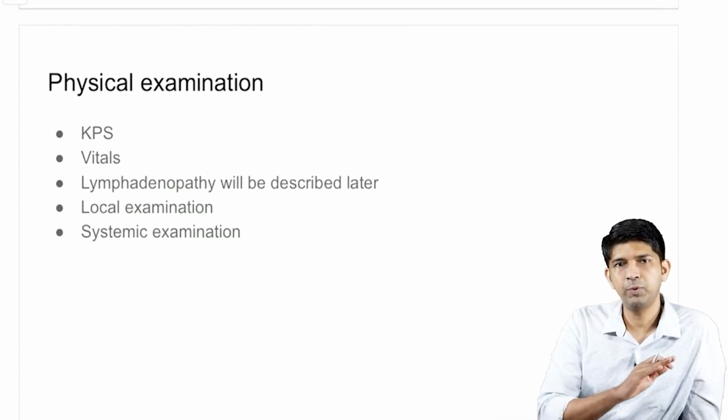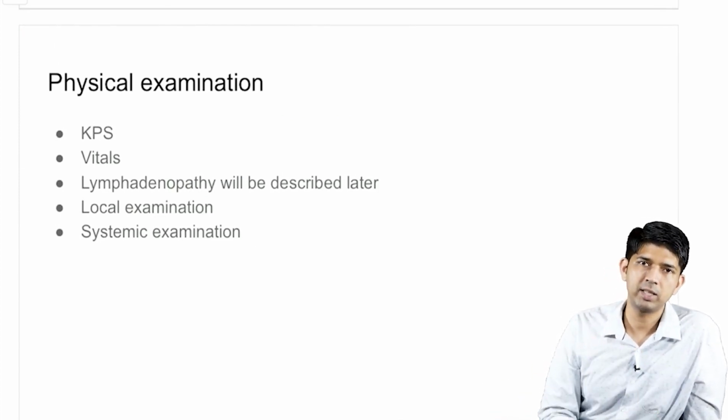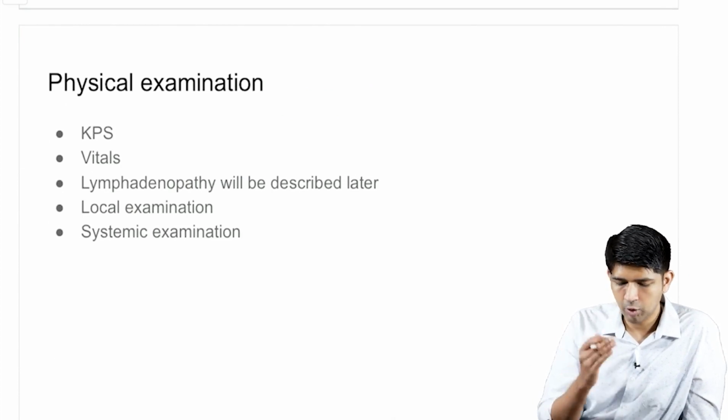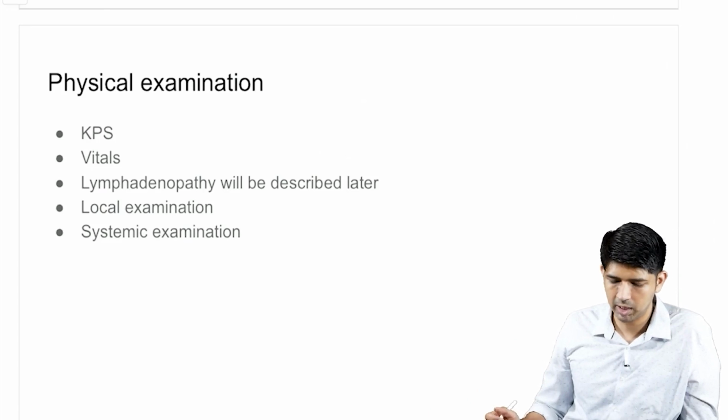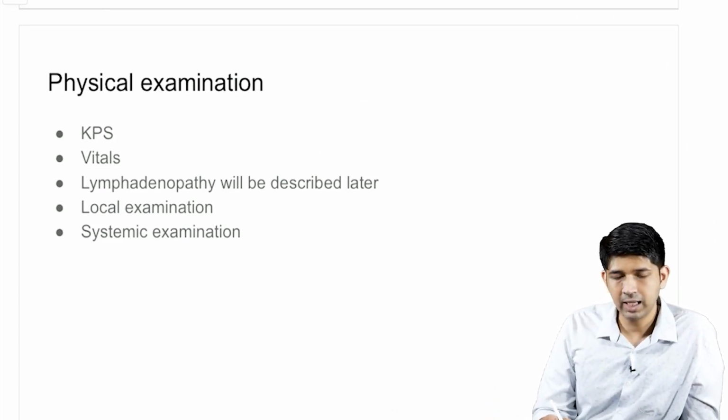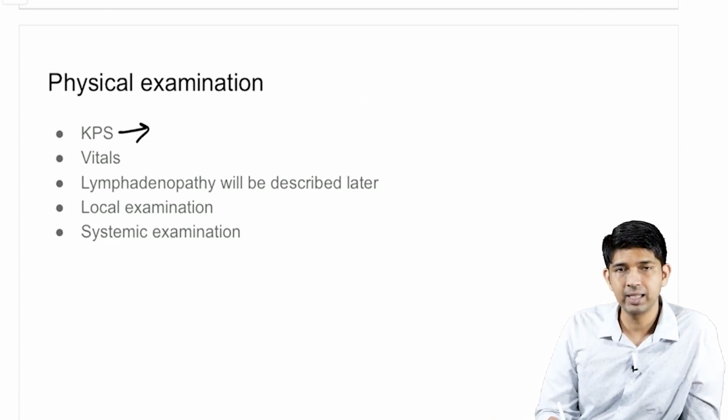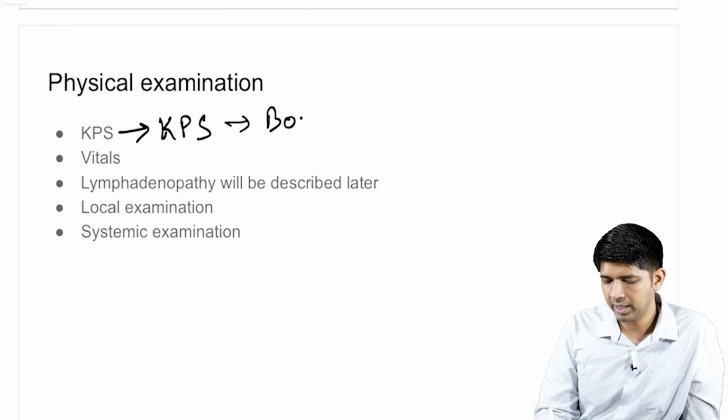Now that you have finished your history, you move on to examination. In examination, first you're going to do the general physical examination, then the local examination, and finally the systemic examination. In general physical examination, because it is a solid malignancy, you have to mention the Karnofsky's performance score.